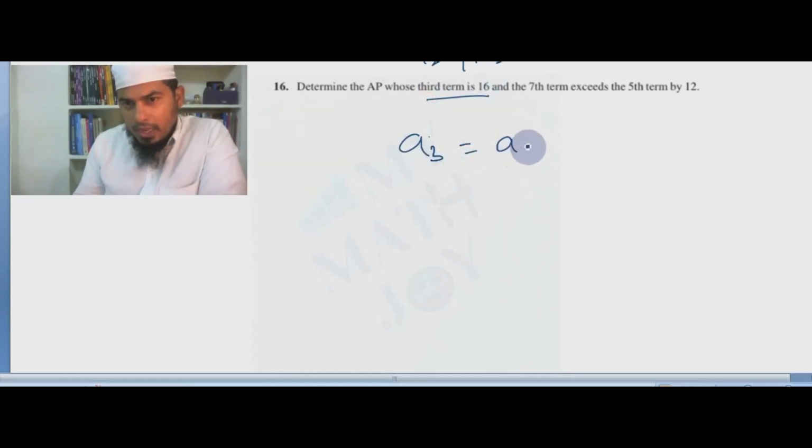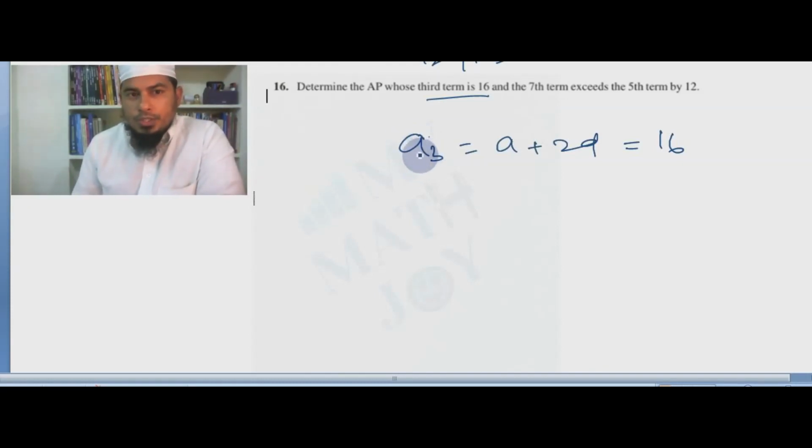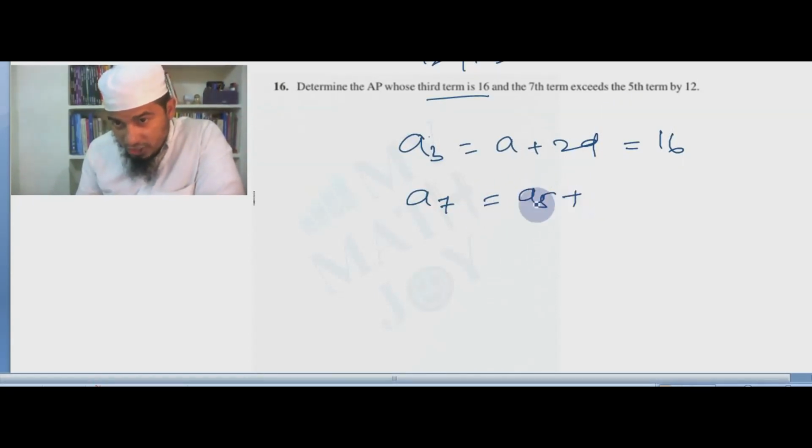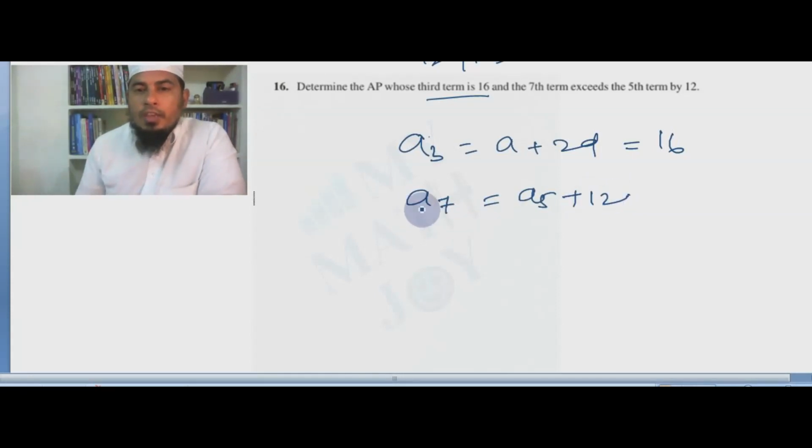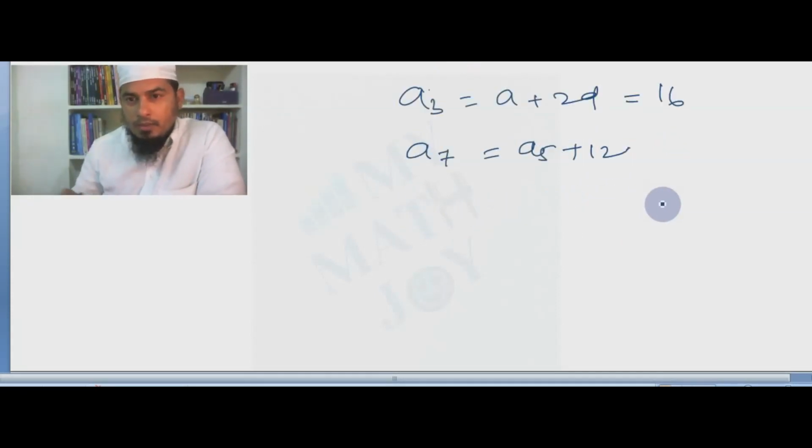Determine the AP. What is given, we write: third term is 16. A3 is A plus 2D is 16. A3 is actually the notation for the third term; we denote the third term like this, but the actual third term will be A plus 2D, and it is 16. The seventh term, A7, exceeds the fifth term by 12. So if I write this equation in expanded form, it will be A plus 6D is equal to A plus 4D plus 12.